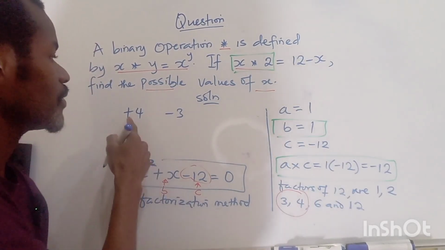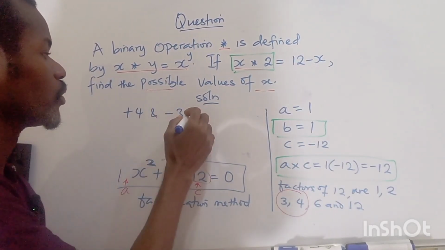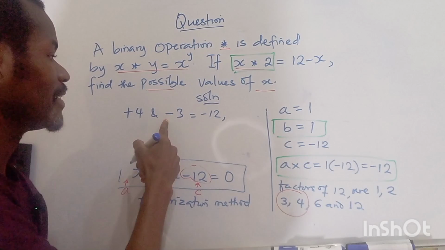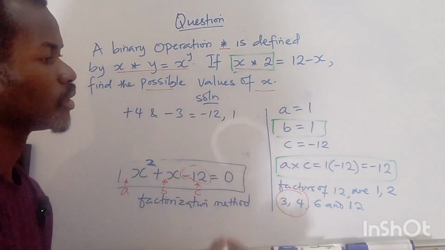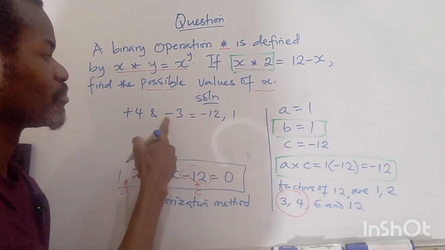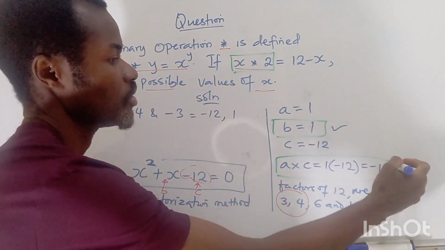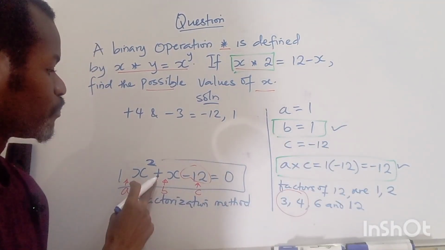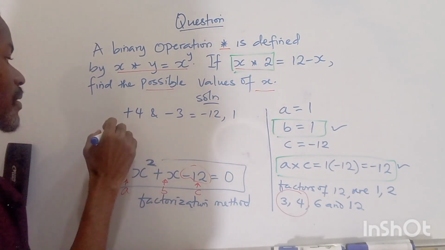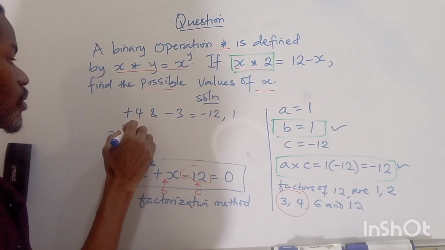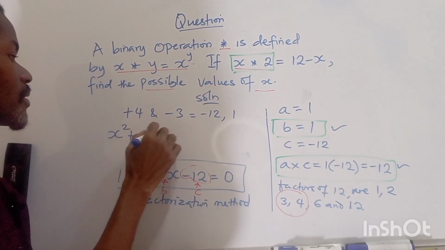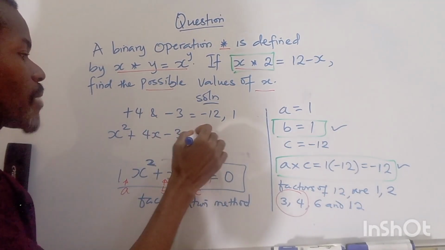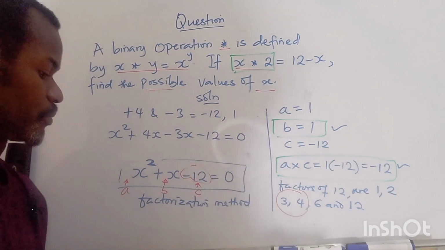Lastly, let's check this. I multiply these two, and we are going to get minus 12. If I add them, I'm going to get 1. So plus 4 and minus 3 satisfies this condition of minus 12 and 1. So in place of plus x, we are going to write x squared plus 4x minus 3x minus 12 is equal to 0.